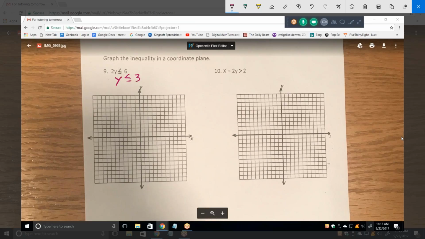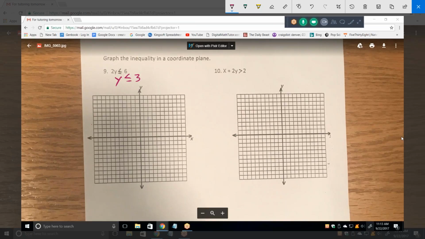Now, in order to graph the inequality, you kind of have to think of it as an equation. How do you graph y equals 3? To 0 and then the 3 on the y, right? What kind of a line is it? Is it a line with slope? Is it a horizontal line or is it a vertical line? Vertical. No, horizontal.